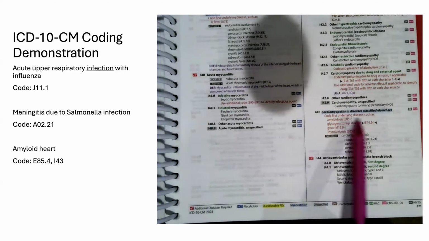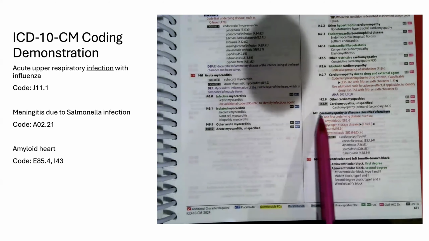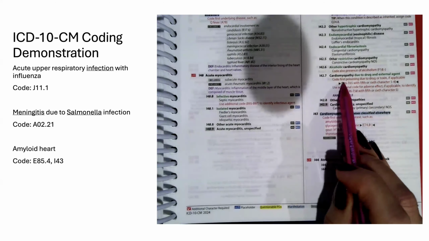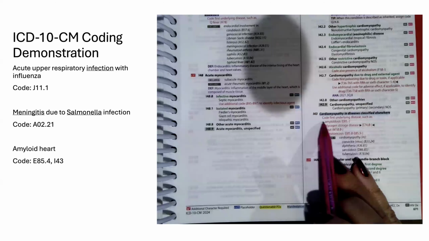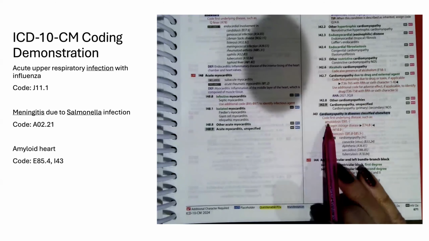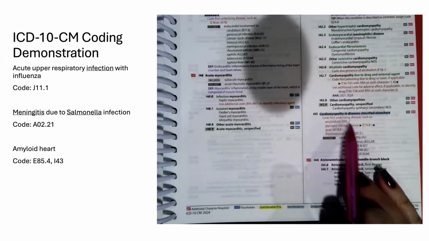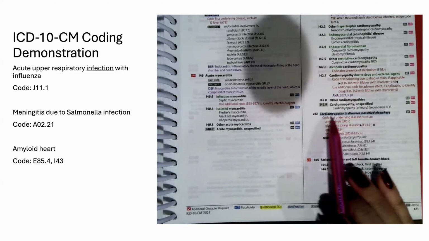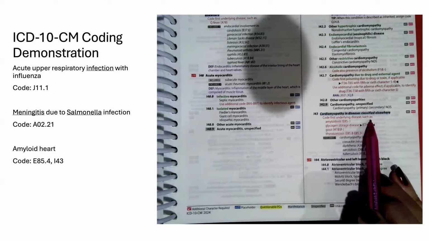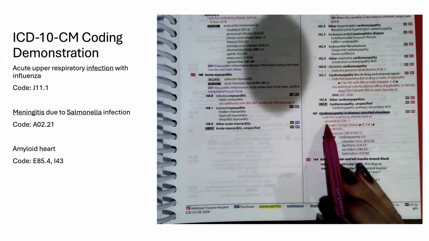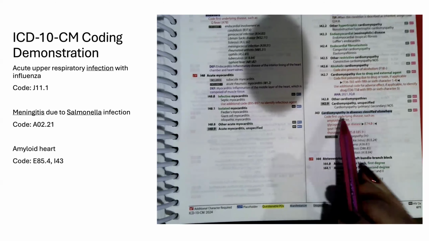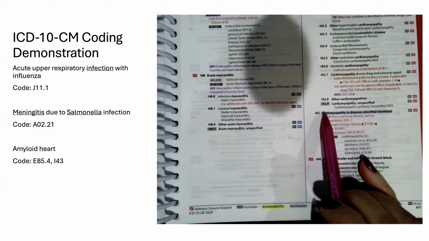And this one here has a nice little code first. So that code first is a sequencing guideline. Code first, code first. That means that whatever that other code is has to go first, and this one would go second. So code first the underlying disease, and there's our amyloidosis right there. So the E85 goes first, followed by the I43.